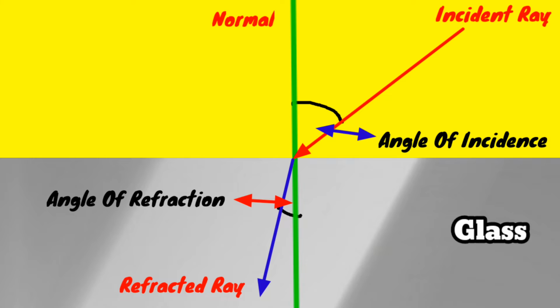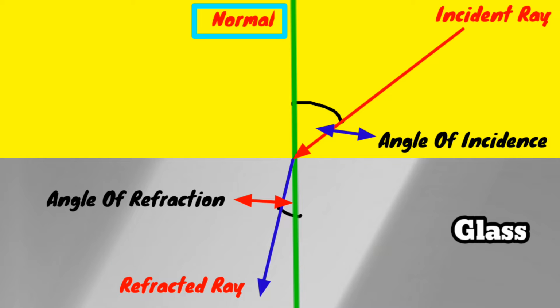This is a refraction of light. It is when light passes through transparent objects such as glass. Refraction is nothing but the bending of light when it passes through a transparent object. The incident ray is the ray which hits the surface. A refracted ray is the ray which is refracted from the surface.